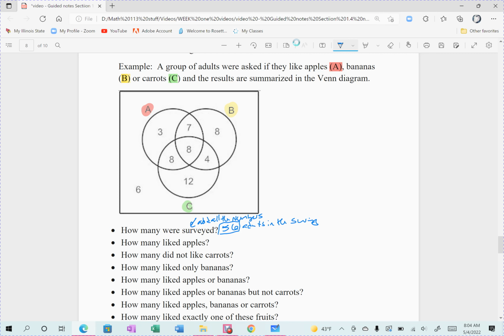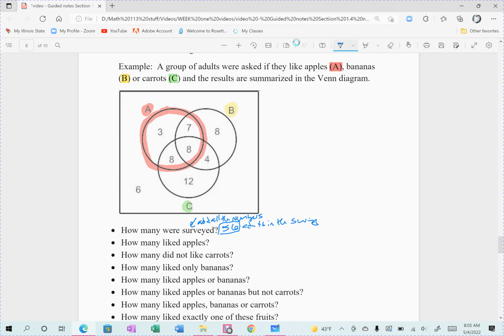Of those 56 adults, how many liked apples? We want to know all of the people who liked apples. They might have liked bananas and carrots. They might not have. When we want to look at how many liked apples, we're looking in the apple circle. So that's everybody in this circle, right? Some of them like bananas, some of them like carrots, some of them only like apples. So we add up everybody in the apple circle.